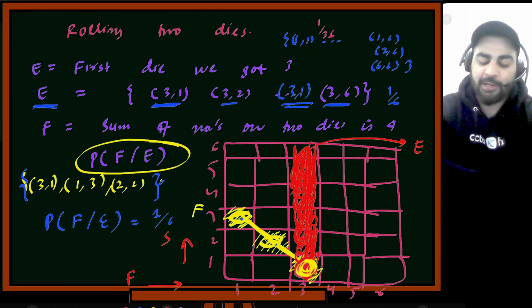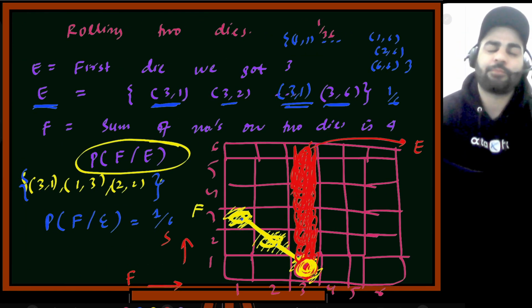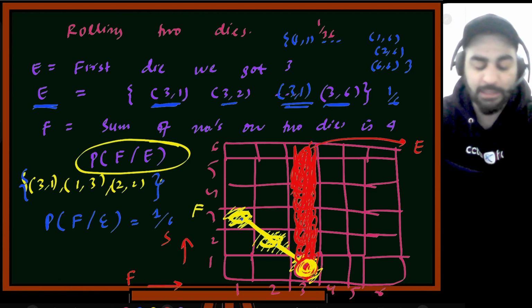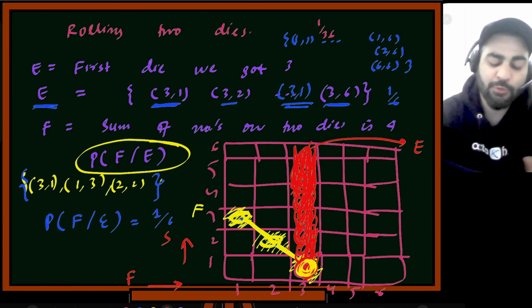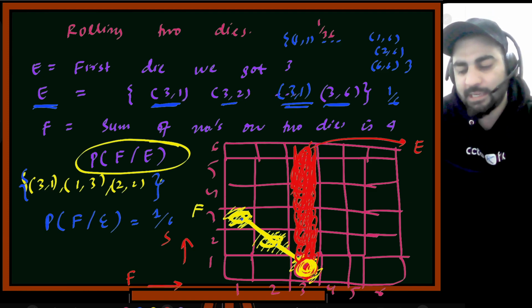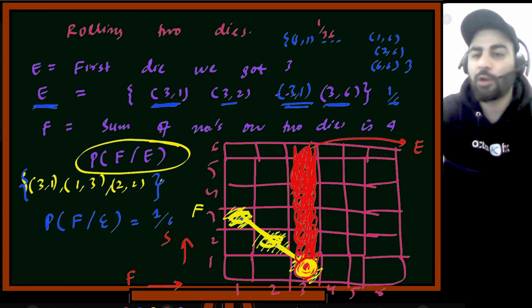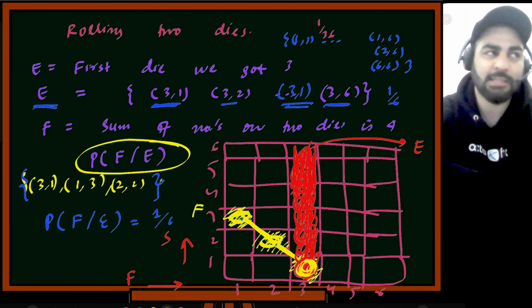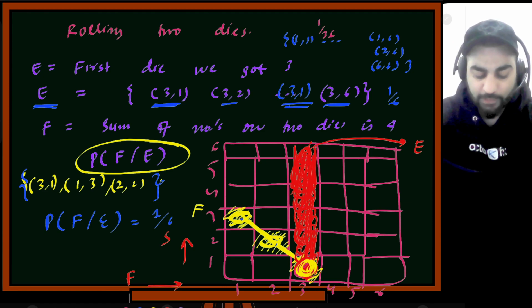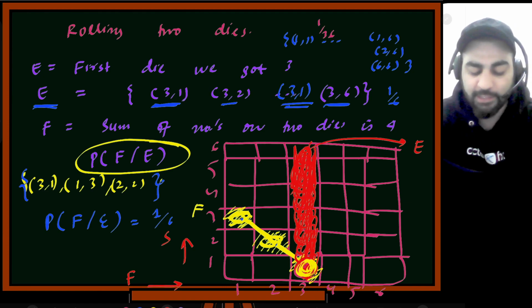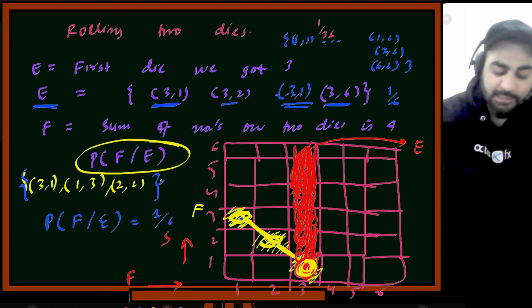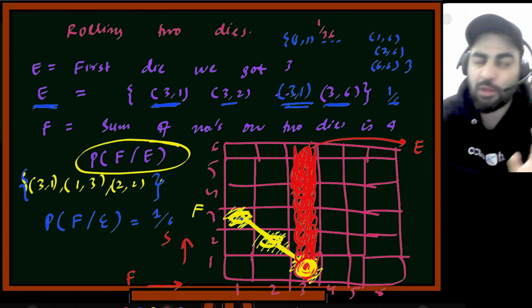So again, to reiterate, conditional probabilities apply when you have been given some partial information. Let's suppose we take two dice and we're rolling them, and somebody says that on the first die we got a 3. Let's call this event E: on the first die we got 3. The second event is F: the sum of numbers on both dice is 4.